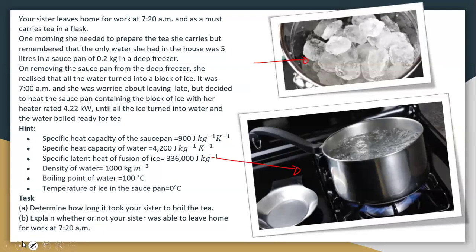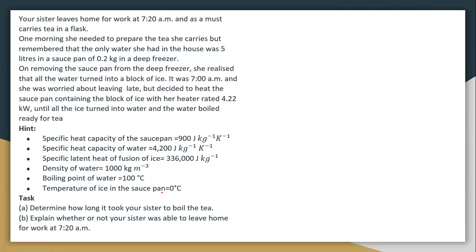So now we are going to first demonstrate using our graph. How will it look like? Now, when you look at this question, it is always good practice to summarize the different things you have. They're telling us that in the morning she needed to prepare the tea she carries, but remember that the only water she had in the house was 5 liters.